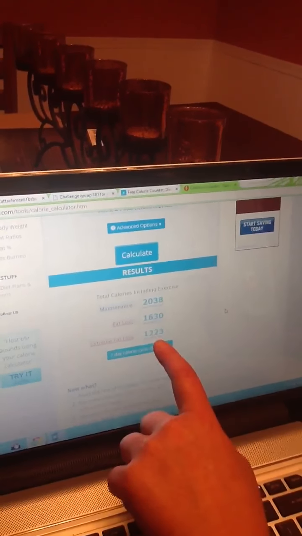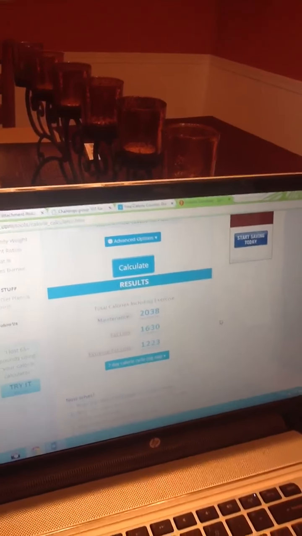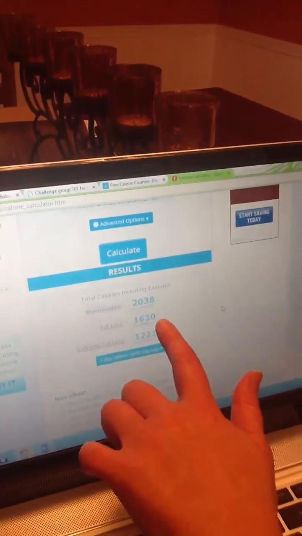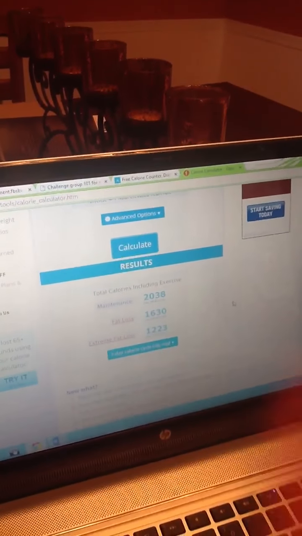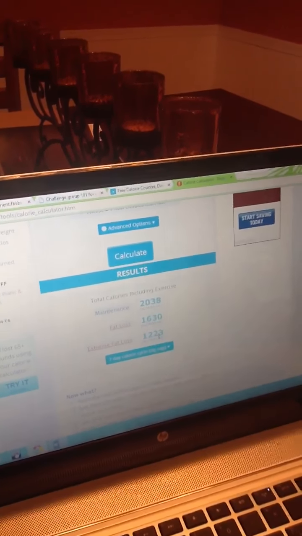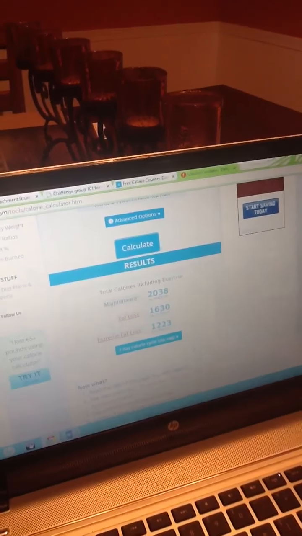For extreme, 1223. Most people make the mistake of always going for the extreme fat loss number. We're recommending for this challenge that you stick to the fat loss number, which is at 1630, if that was your number, and really try to stick with that. If you do extreme fat loss, you will oftentimes find that you're very hungry and you're not as likely to stay on track.